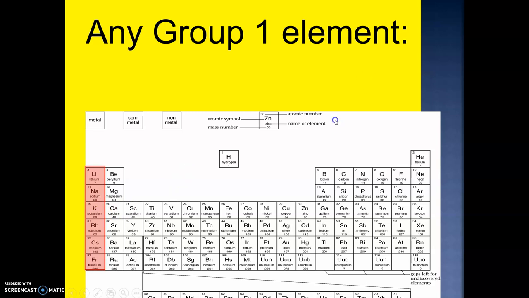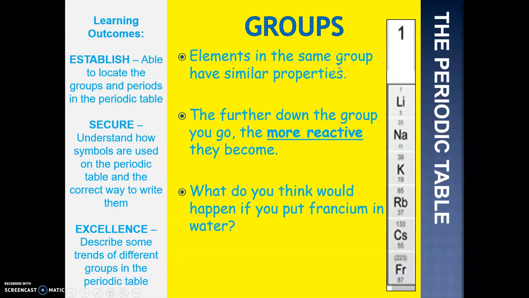A little information about group 1. Elements in the same group have similar properties. So no matter the group, all the elements in that group, group 1 here, will all have similar properties, not the same properties, similar properties, and that's due to the electronic structure, but more about that later on in the topic. So the key thing you need to know: the further down the group you go, so lithium all the way down to francium at the bottom, the more reactive they become.